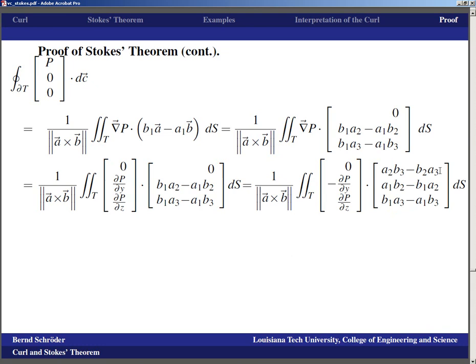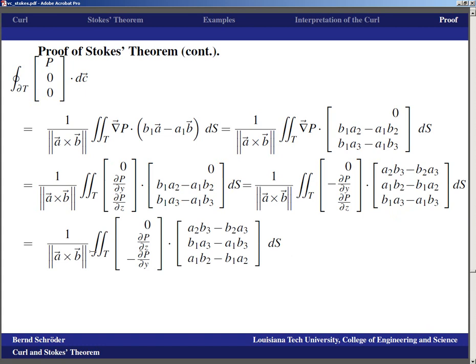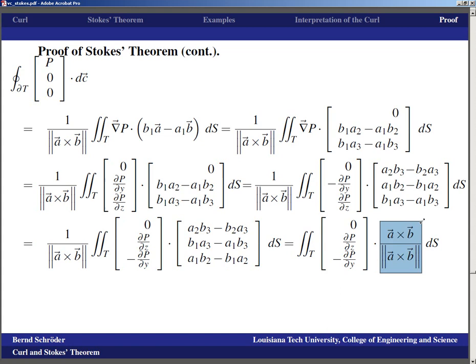So that means that actually I can rewrite that as 1 over the norm of A cross B still, integral over the triangle, 0 times the first component stays as is. This one here now is put into the second component, and this one here is put into the third component, and the whole thing, of course, has no impact on the result of this dot product, because if I resort the sum in a dot product, I still get the same result. But what I have here now, this thing, that is just A cross B, which means I can now pull things in, and I have that this is the double integral over the triangle, the scalar double integral over this parametric surface that gives us the triangle, of the vector field (0, dP/dz, negative dP/dy) dot A cross B divided by the norm of A cross B, and that is the unit normal vector of this surface.